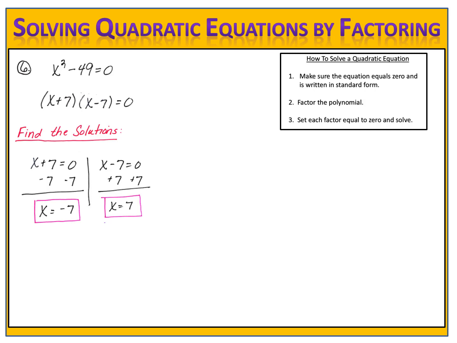Notice this time we have a positive 7 and a negative 7. It's the same number, except one is positive and one is negative. There is an optional way you can write this. X equals positive and negative 7. Either way is fine. And of course, if you prefer to write using set notation, you could write the roster notation for the solutions to the equation.